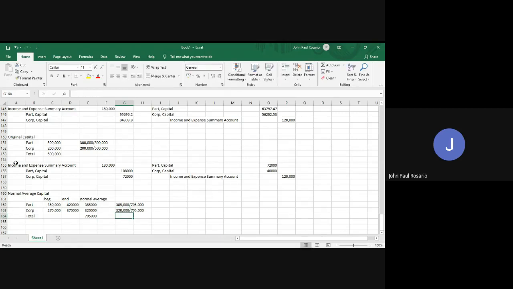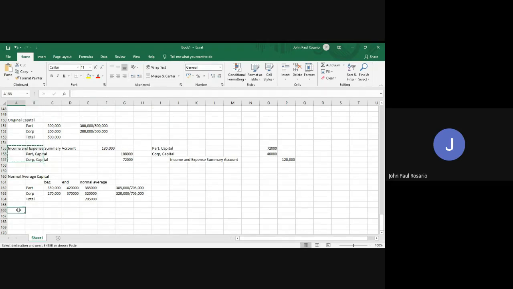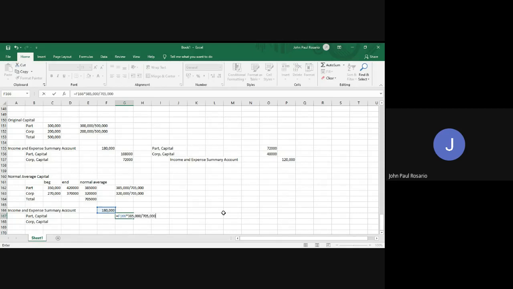Okay. So, entries would be, if the income is 180, this is 180,000. And then, the share would be 180 multiplied by 385,000 divided by 705,000. While for Corp, it would be 180,000 multiplied by 320,000 divided by 705,000. Okay, so to check if the total is correct, yes, 180,000.